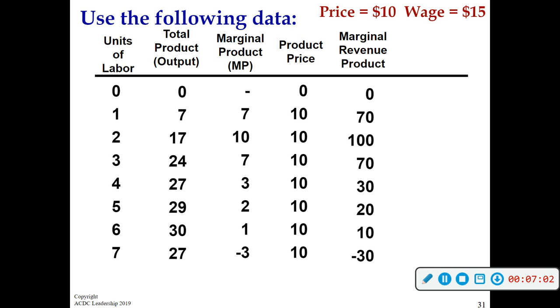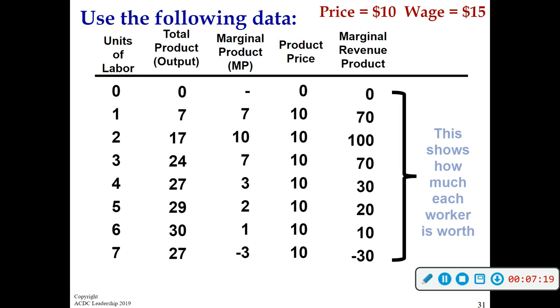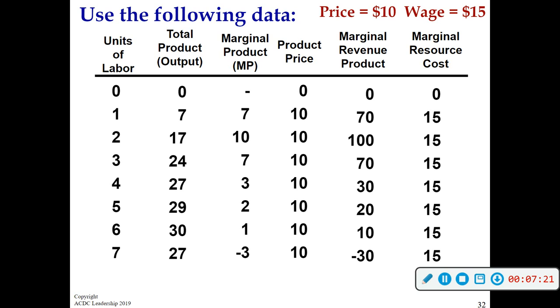That's where I'm getting these numbers. It is the price of the product multiplied times the marginal product. And so however many additional units that worker helped produce times the price of the product gives you the marginal revenue product. How much additional revenue that new worker generated for that business. If we add in our marginal resource cost of what we have to pay the worker, this is your marginal analysis. So we pay them $15, they made us $70, that's good.